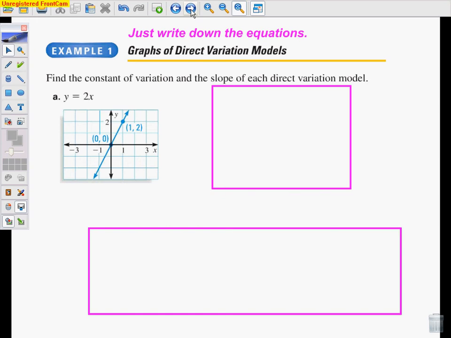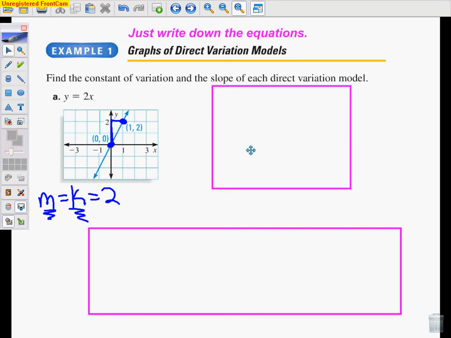Now, I just want to show you something. Find the constant of variation and the slope of each direct variation model. So here, going from this point to this point up here, we had to go up 2 over 1. So the constant of variation is 2. You should also notice that this is also what? The slope. The slope is 2. The constant of variation is 2.